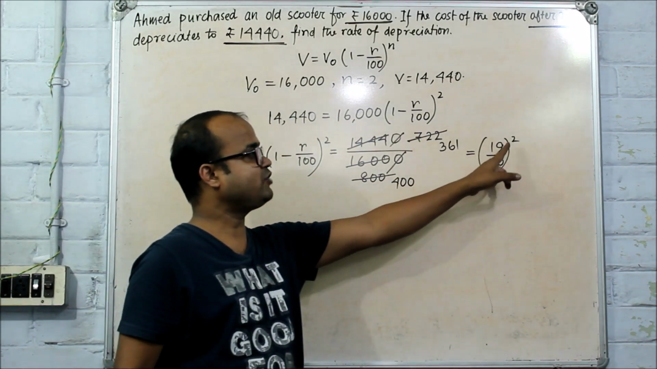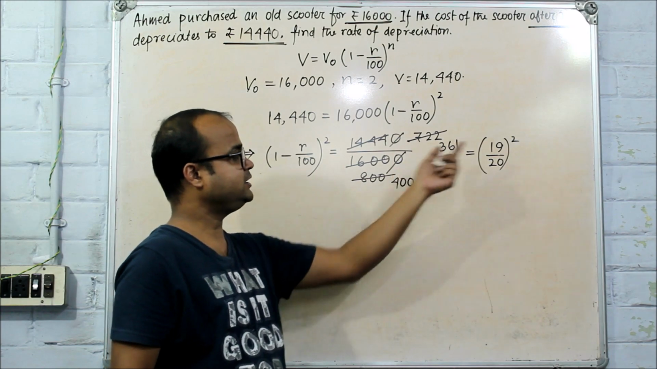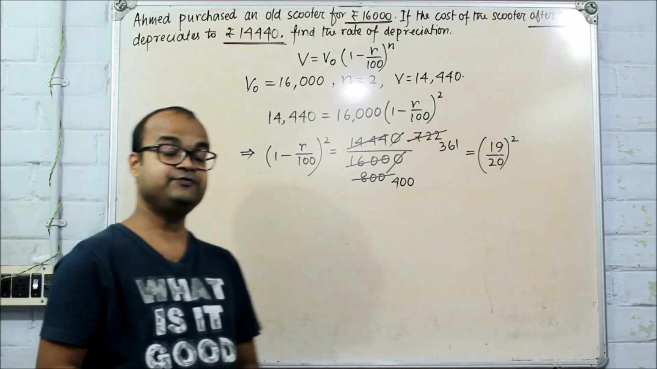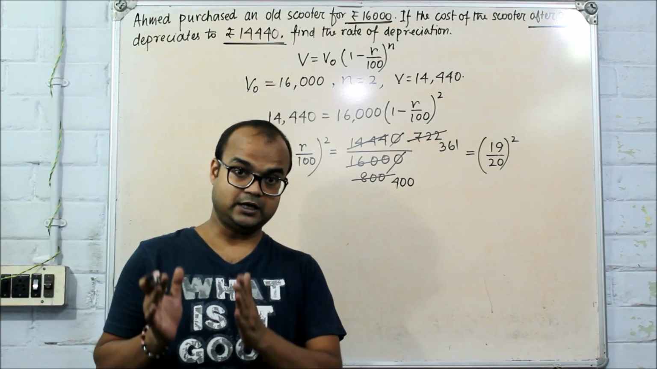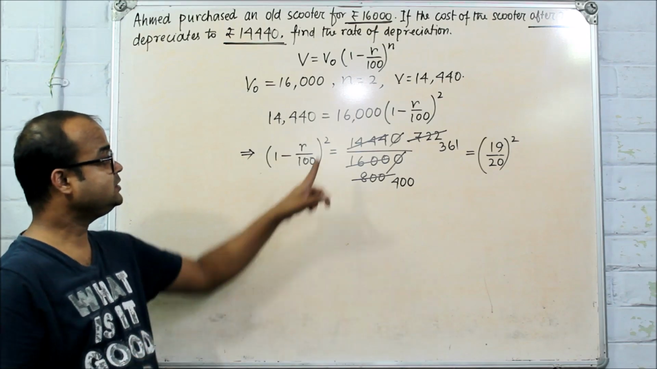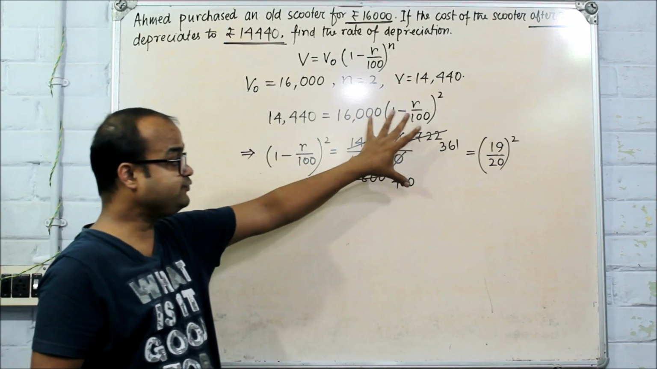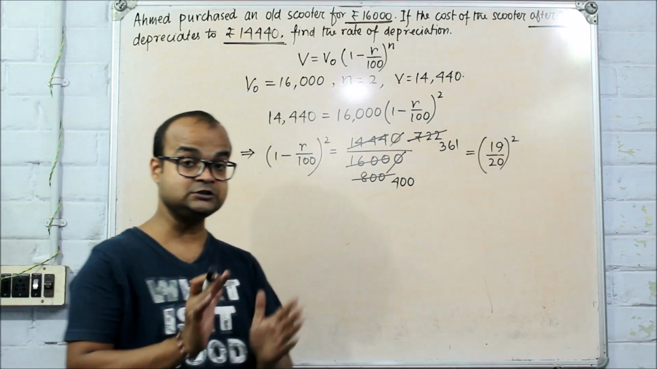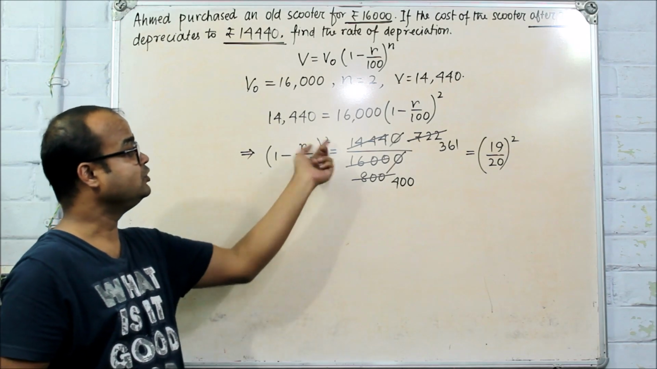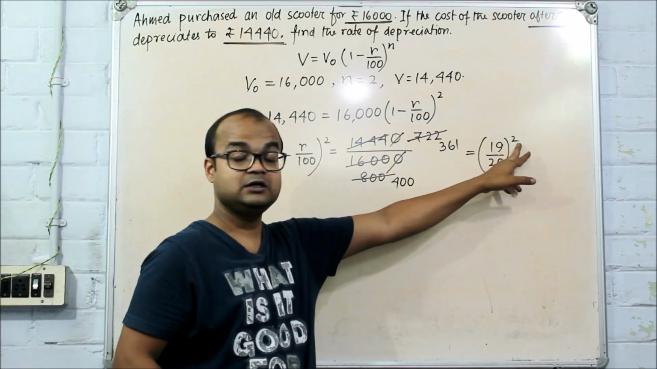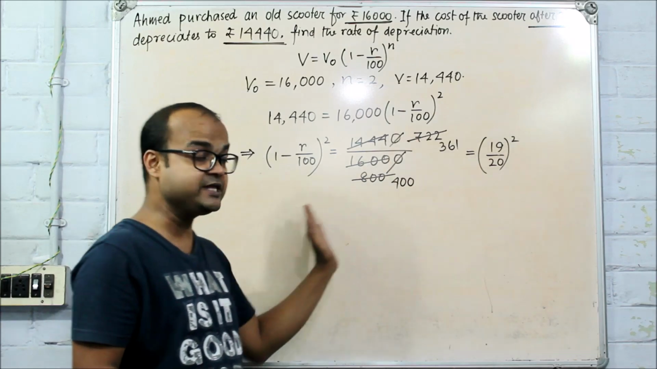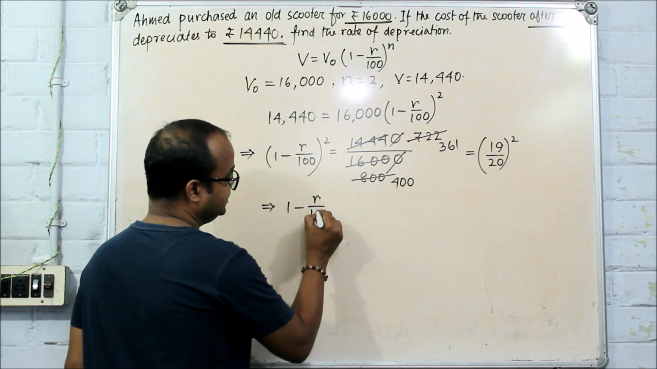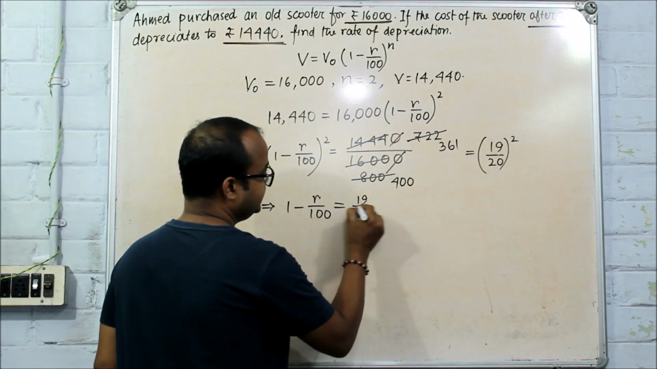361 is a square of 19. 400 is a square of 20. So that can be written as 19 by 20 whole square. And if you recall, I told you during the compound interest, square term is there. So if your process calculation is correct, then you will get the square of certain number, because after that we are comparing, since exponents are equal, so bases will be equal. That means we can say 1 minus R by 100 is equal to 19 by 20.